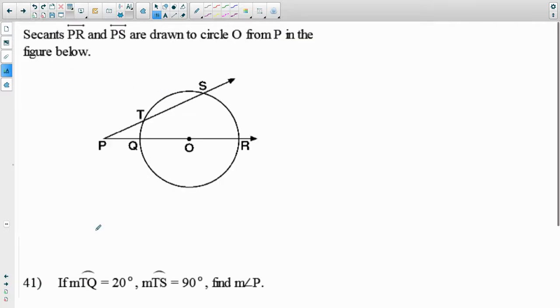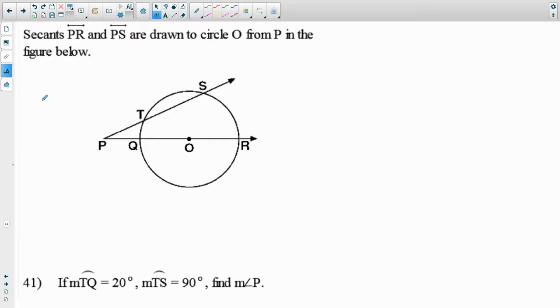Question number 41. Here's a problem with 2 secants. Sometimes a little trickier just because there's a lot of arcs here. Furthermore, it says secants PR and PS are drawn to circle O from P in the figure below. You also might notice that one of those secants cuts through the center of the circle, right? That's something important to remember as well.